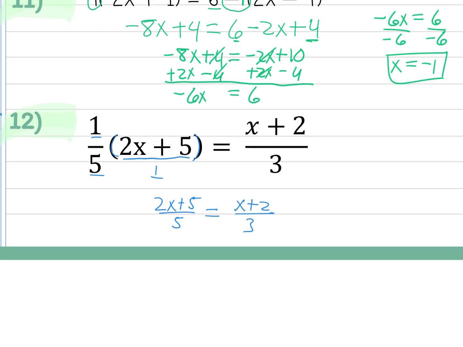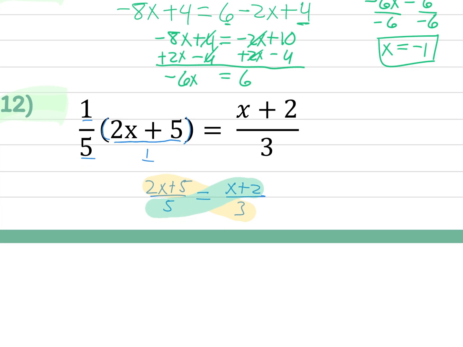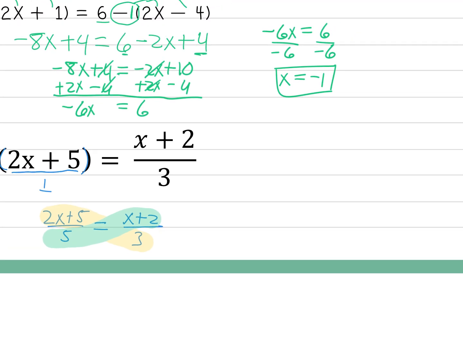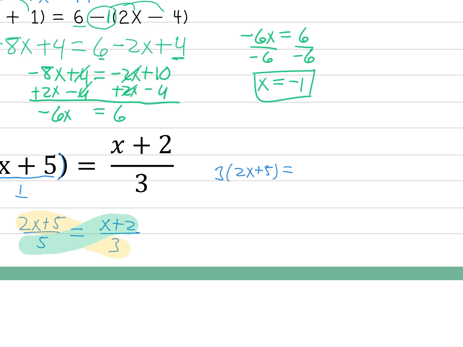Now, from here, hopefully you kind of recall something like this. We can cross multiply. Everything that I highlighted in orange would multiply with one another. So 3 times 2x plus 5 would go on one side of your equation. And then everything that I highlighted in green would go on the other side. So it's going to be 5 times x plus 2.